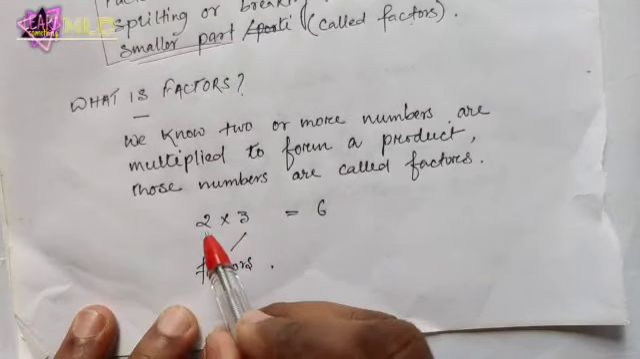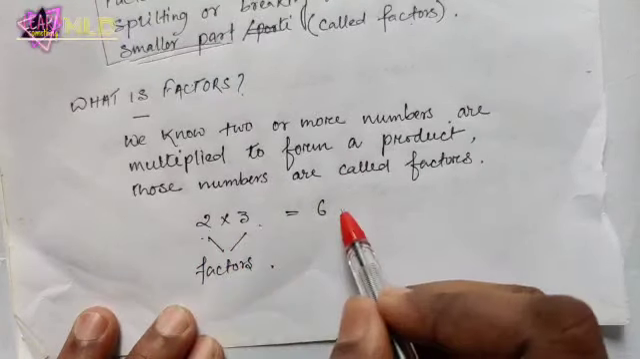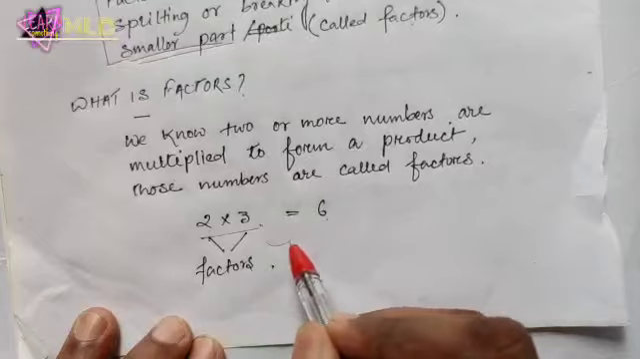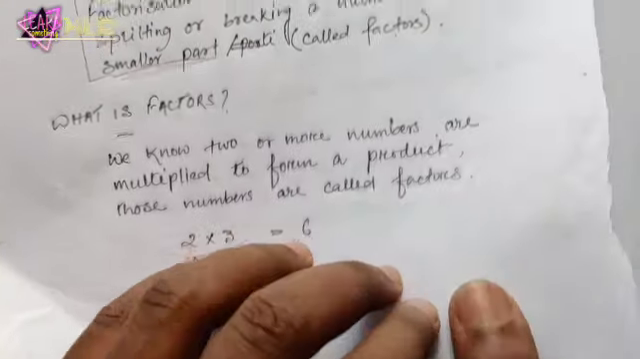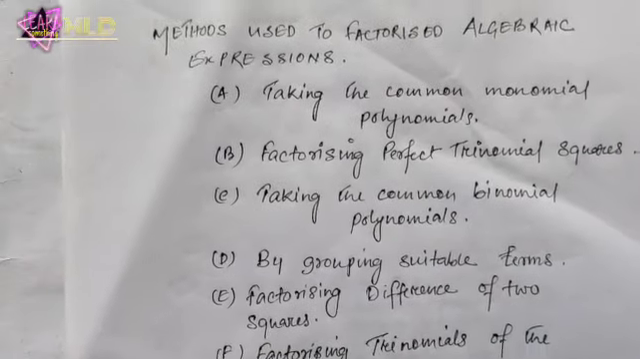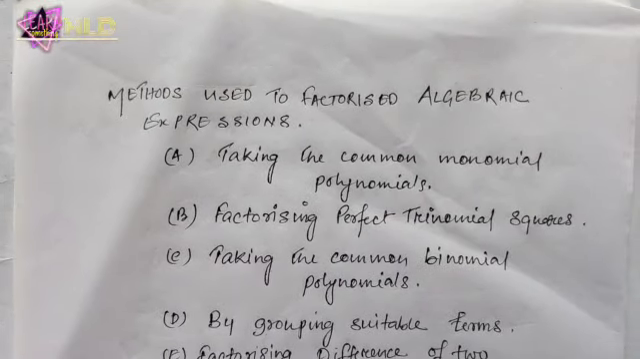For example, 2 and 3. If you multiply 2 and 3, you will get 6. Therefore, 2 and 3 are called the factors of 6. I hope you have understood what factors are. Now we'll come to our topic, the factorization of algebraic expressions.